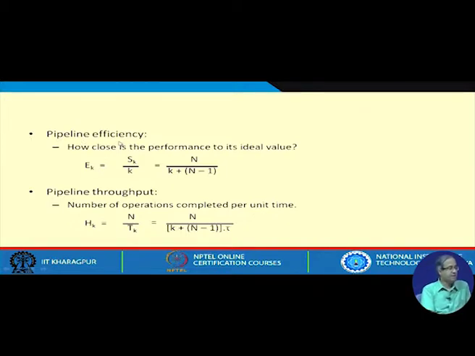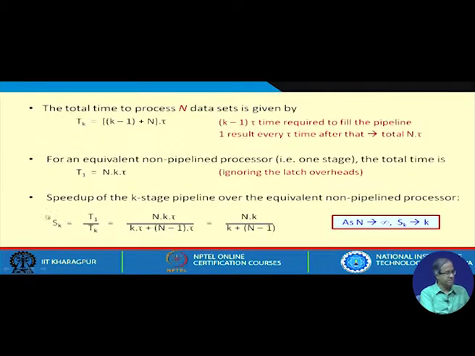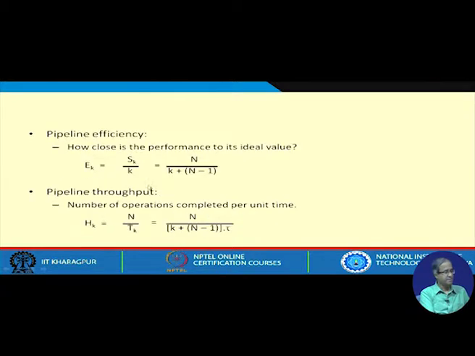And we can define a term called pipeline efficiency, which is defined as how close the actual pipeline performance is to its ideal value. You see, the actual speed up is Sk, just as we had expressed. Sk is the actual speed up, and the ideal speed up is k, right. So, I can divide it by k. So, how close is this fraction to 1? If it is 1, which means I have got the ideal value, maximum efficiency, but in practice the denominator is greater than the numerator. So, efficiency is a little less than 1, okay.